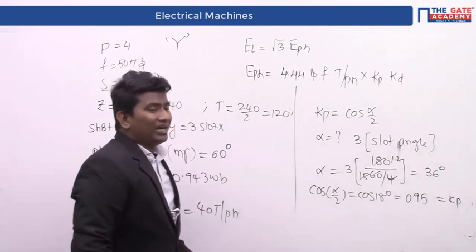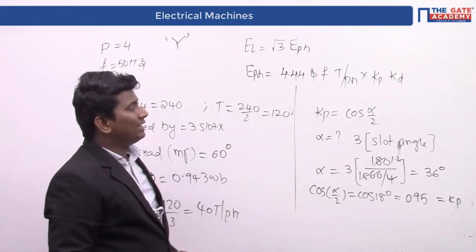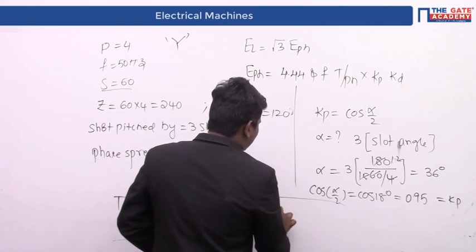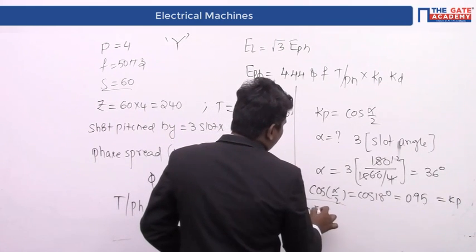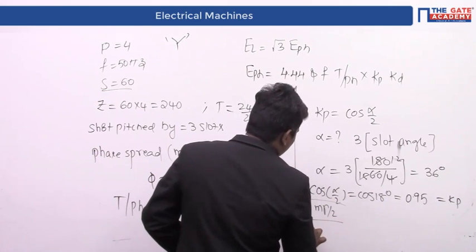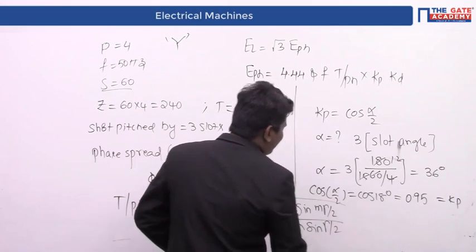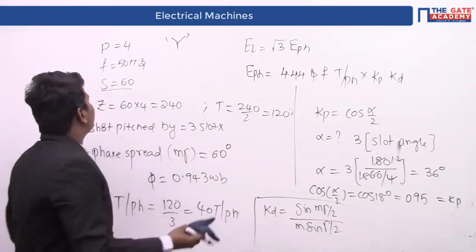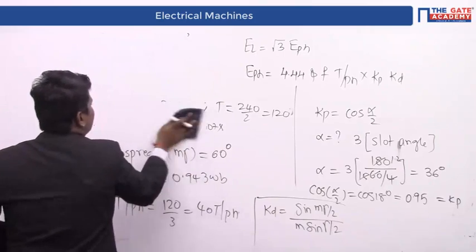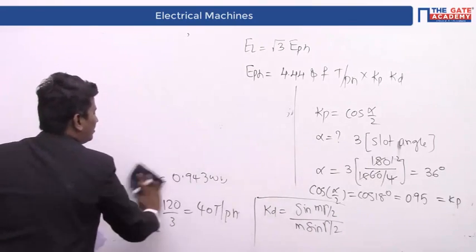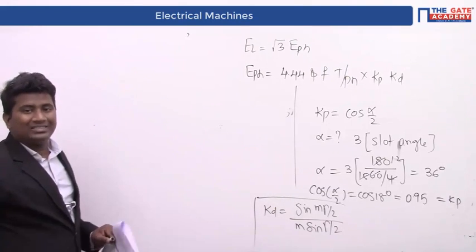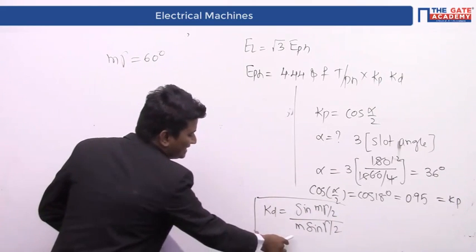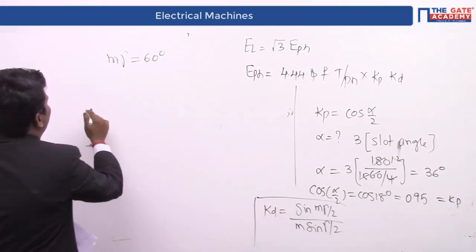Next, what are we going to find out? Kd. How to find out that Kd? Kd is equal to sin m gamma by 2 by m sin gamma by 2. But as we know, what is the m gamma they have given? Phase spread. M gamma is equal to 60 degrees. But we don't know what is m, what is gamma. Let us find what is m.